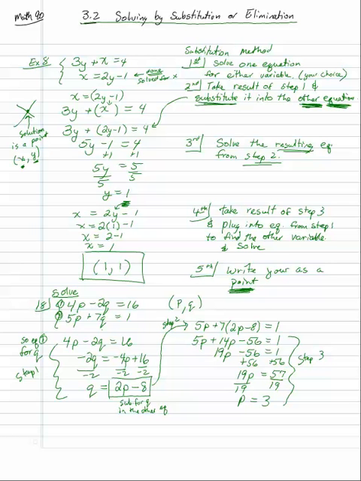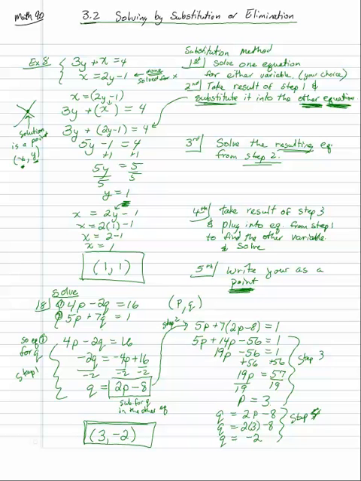Now, step 4 is take that result, p is 3, and plug it into the equation from step 1. So this equation here, which is q equals 2p minus 8, and we're going to plug the 3 in for the p and work that out. So that's 6 minus 8, which is negative 2. So that's step 4. And then step 5 would be my solution, which is the point. Remember, it's (p, q): (3, negative 2).